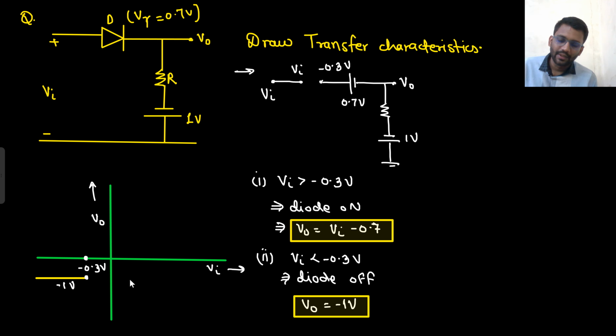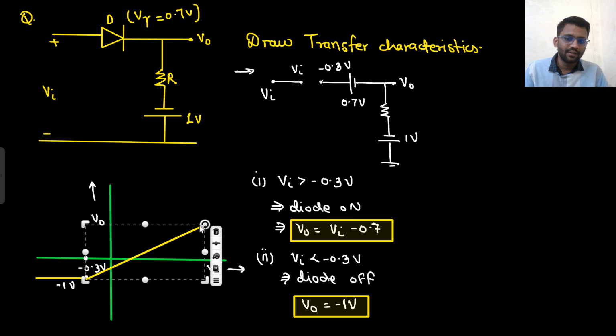Okay. Now tell me one thing. For V in greater than minus 0.3 volt, your V naught is V in minus 0.7. So will the graph go something like this? Will it cross the origin? No, it will not cross the origin. The slope is positive, the slope is 1, but it will not cross the origin, it will go something like this.